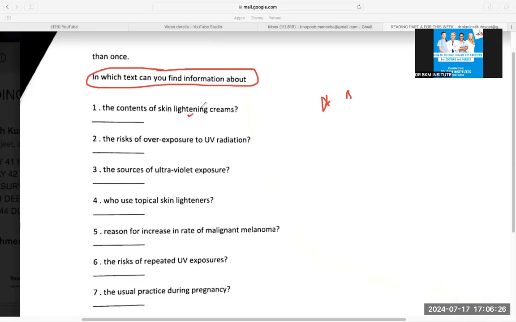The contents of the skin lightening cream: my keywords are skin lightening cream and content. The risk of the overexposure, sources of ultraviolet exposure, who use topical skin lighteners, topical.